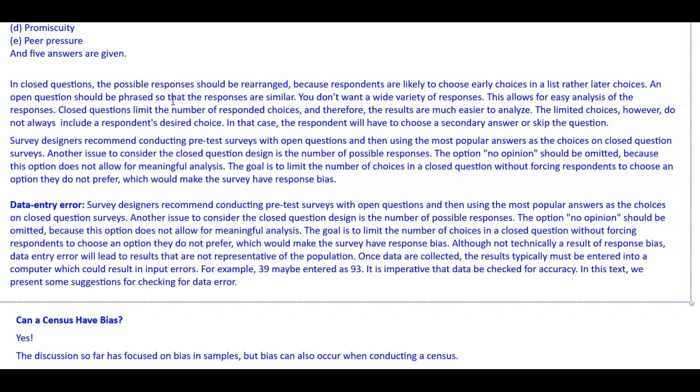Another issue to consider in closed question design is the number of possible responses. The option no opinion should be omitted because this option does not allow for meaningful analysis. The goal is to limit the number of choices in a closed question without forcing respondents to choose an option they do not prefer, which would make the survey have response bias.